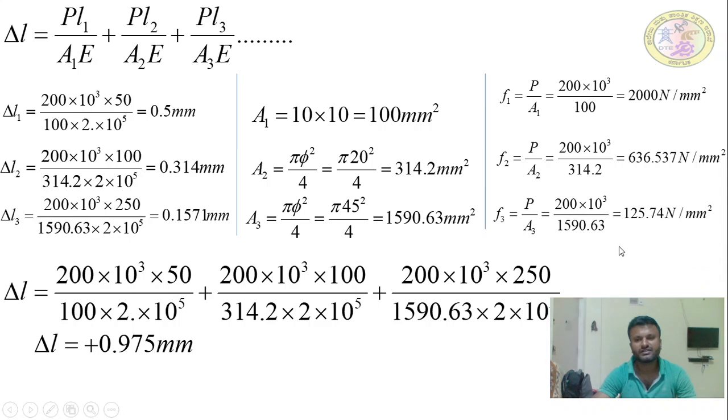F3 is equal to P by A3, 200 into 10 to the power of 3 divided by 1590.63, which is equal to 125.74 Newton per mm square. Here we have minimum stress, 125.74 Newton per mm square. Where we have minimum stress, there will be a minimum change in length, 0.157. So here the maximum is 2000 Newton per mm square.